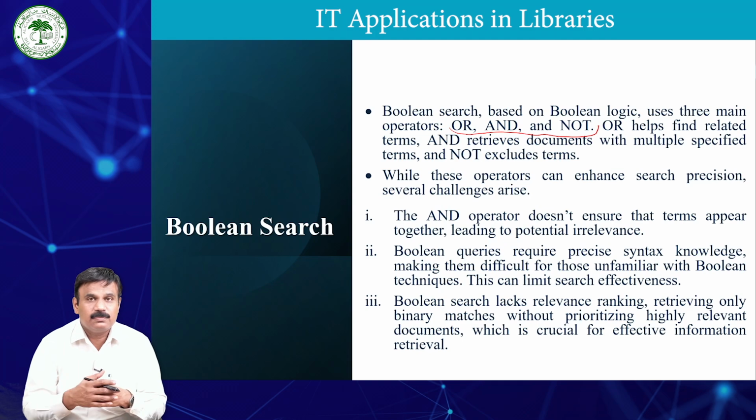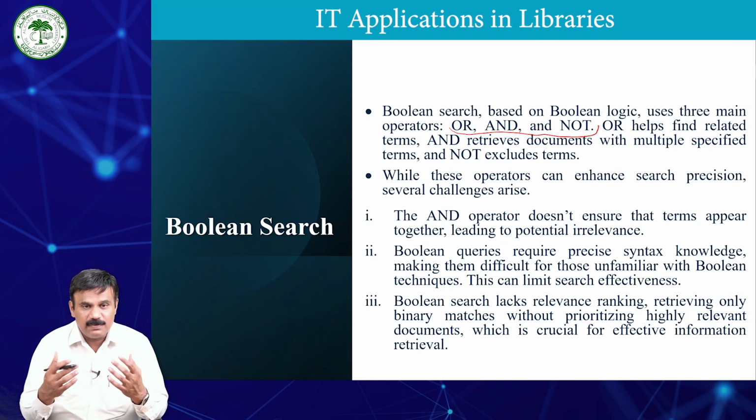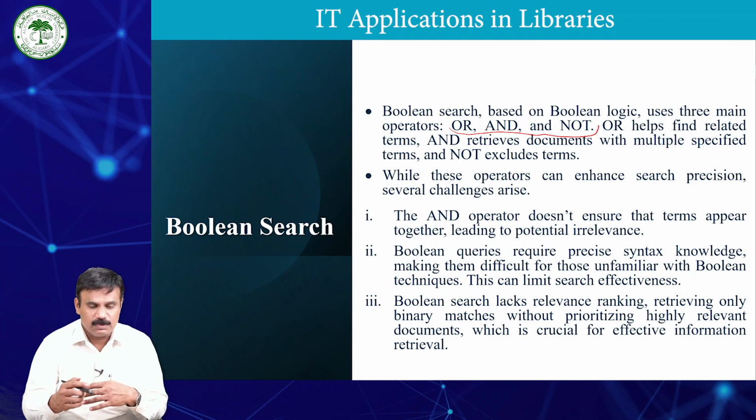Another limitation of the Boolean search model is that it lacks relevance ranking, retrieving only binary matches without prioritizing highly relevant documents. There is no priority for highly demanded or highly relevant documents. It will retrieve the match without giving any weightage, which is crucial for effective information retrieval.